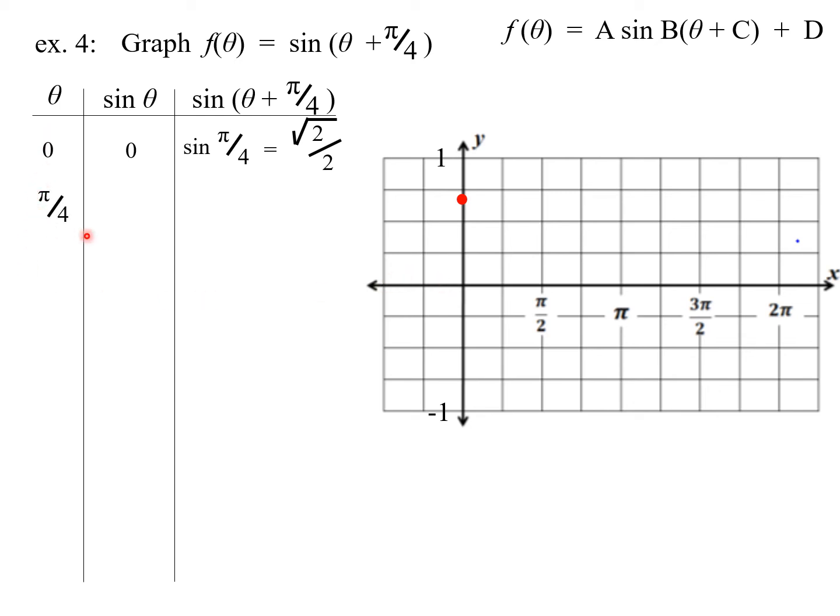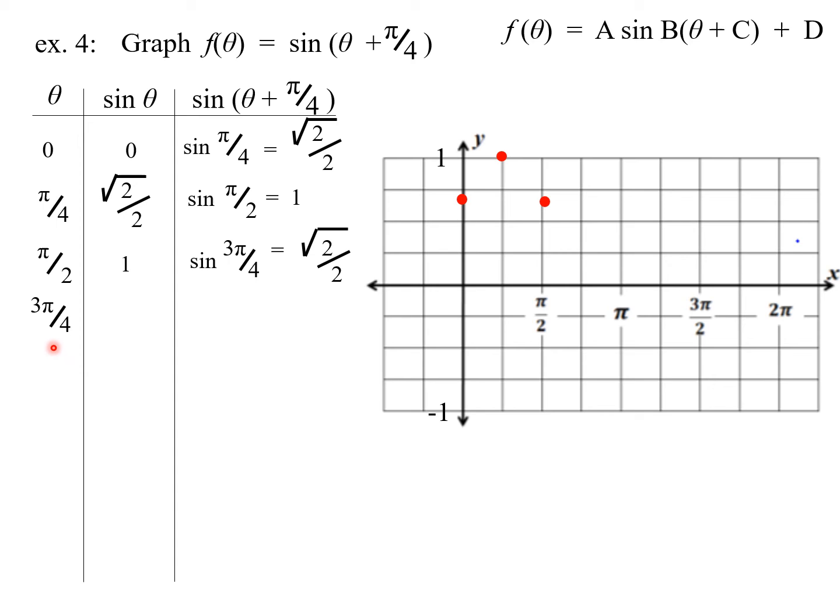And when theta is equal to pi over 4, the sine is this, but again, we don't really care about that. We want theta plus pi over 4. Pi over 4 plus pi over 4 is pi over 2, and the sine of that is 1. So when theta is equal to pi over 4, the function has a value of 1. If theta is pi over 2, we don't really care about that, but pi over 2 plus pi over 4 is 3 pi over 4, and the sine of that is root 2 over 2. So at theta being pi over 2, the value of the function is right here.